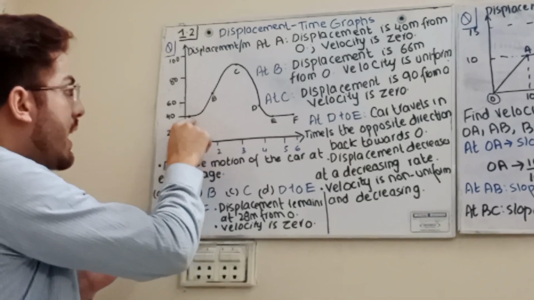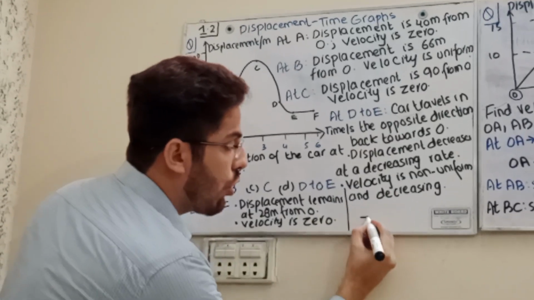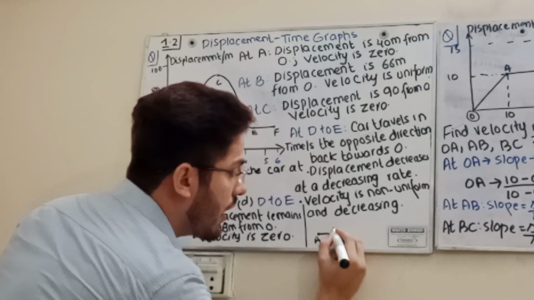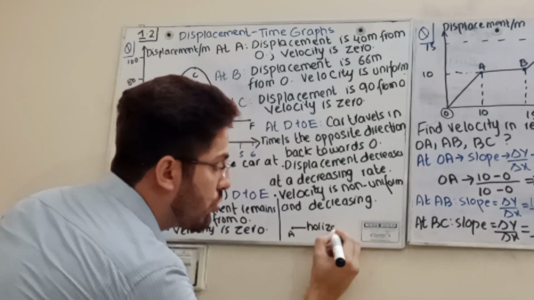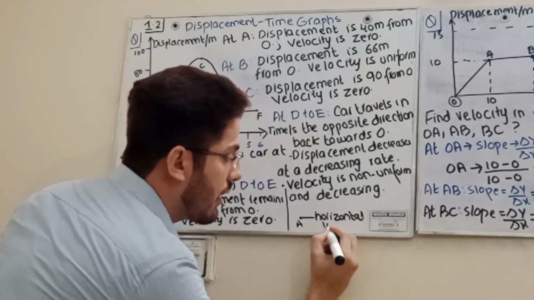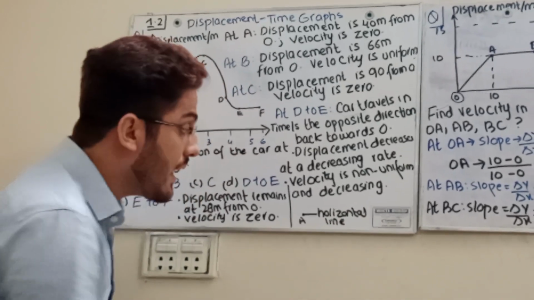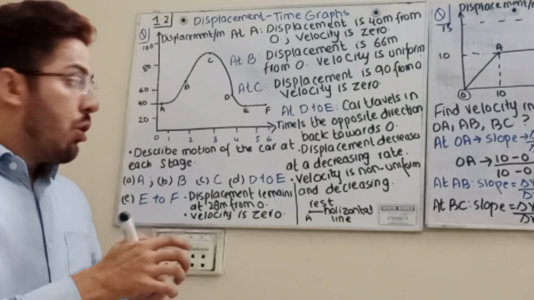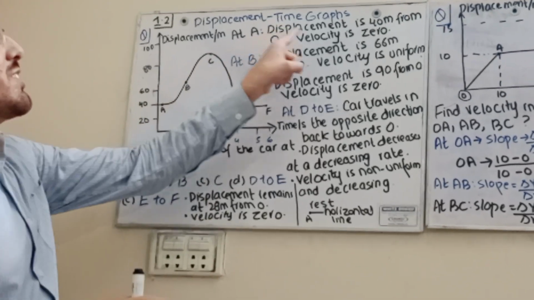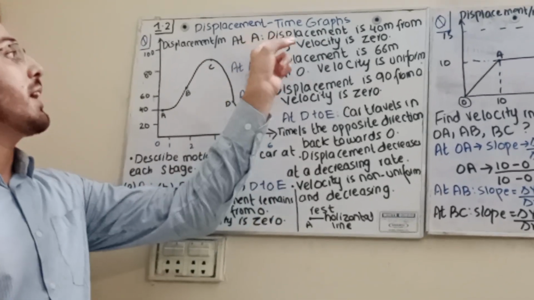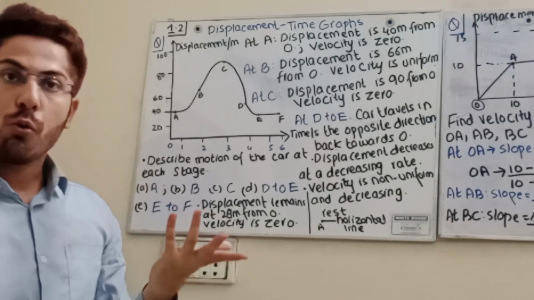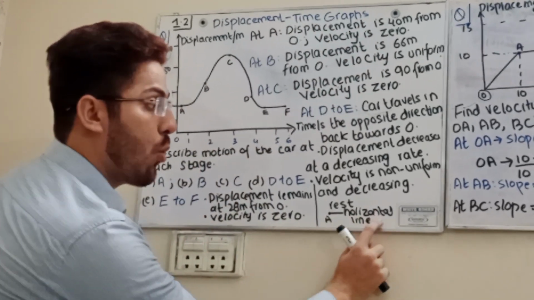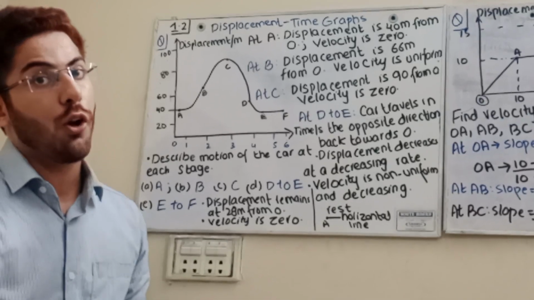Now you are going to see that in displacement time graph, A is basically a horizontal line. Horizontal line means that the body is at rest. Now you can see that at A the displacement is 40 meter from O, means the starting point or origin. Velocity is 0. I told you, at this point the speed or the velocity is 0.